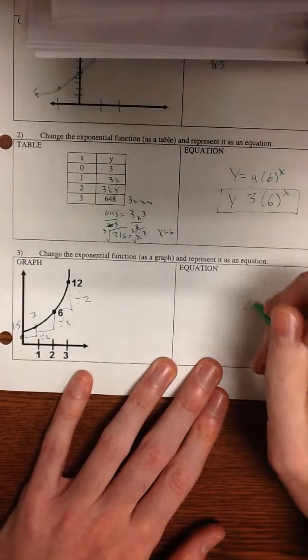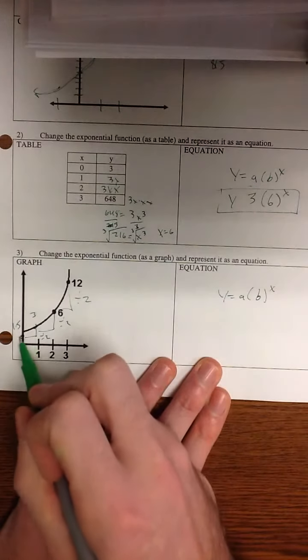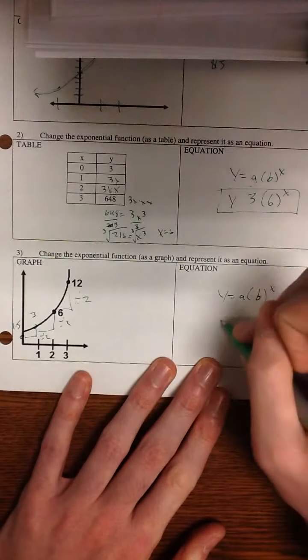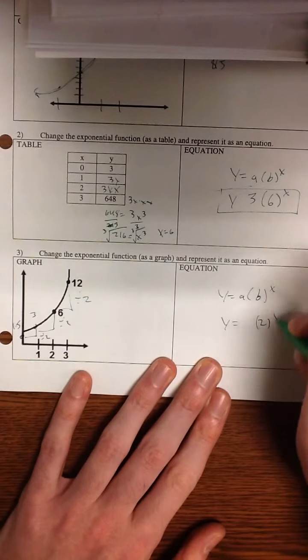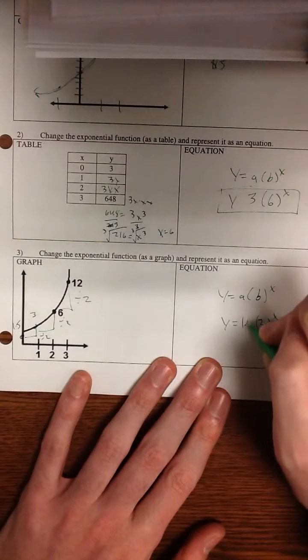So my equation, again, same form. Y equals a b to the x. My multiplier, if I go this way, I'm multiplying by 2. So watch out, that's a little bit tricky. And then my a value is where I start, and I'm starting at 1.5.